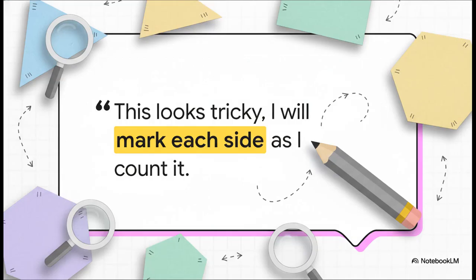Well, this is where a student from our source material, a girl named Eva, has this absolutely brilliant idea. She just says, "This looks tricky. I will mark each side as I count it." It's so simple, but it's genius. It's a perfect example of a great learning trick. You take something that's abstract in your head and you make it physical, something you can see.